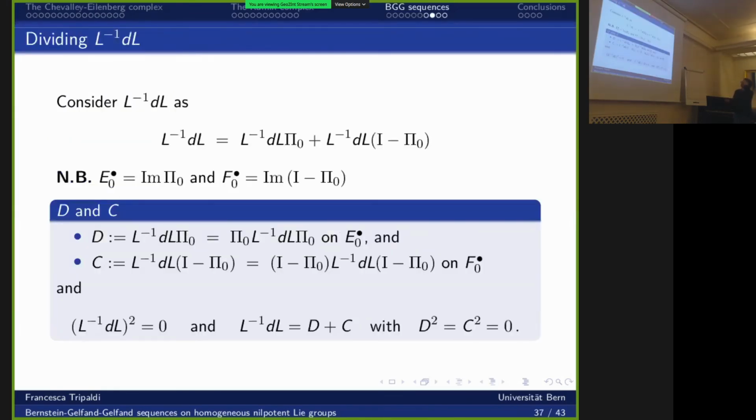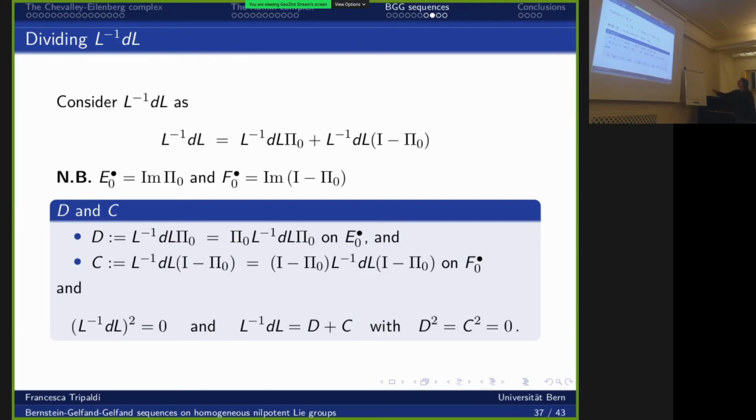And so we're ready to decouple the de Rham complex in the BGG sense. So I use this operator, and I define D. Now, basically I have L inverse DL, okay? Now, I didn't change anything, right? I just sum the pi with the pi 0 and subtract the pi 0.